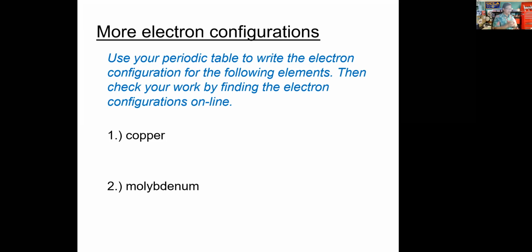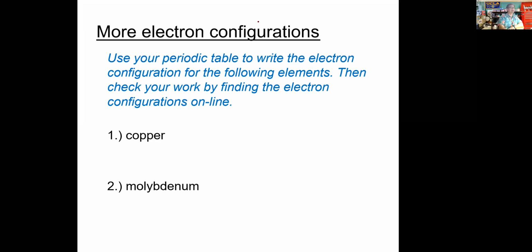Okay, hopefully you were able to write out the electron configuration, and hopefully you were able to find your answer online. And hopefully you're able to see that there's something odd about these two elements. So let's examine what you found and what we have to do. All right, let's take a look at copper.